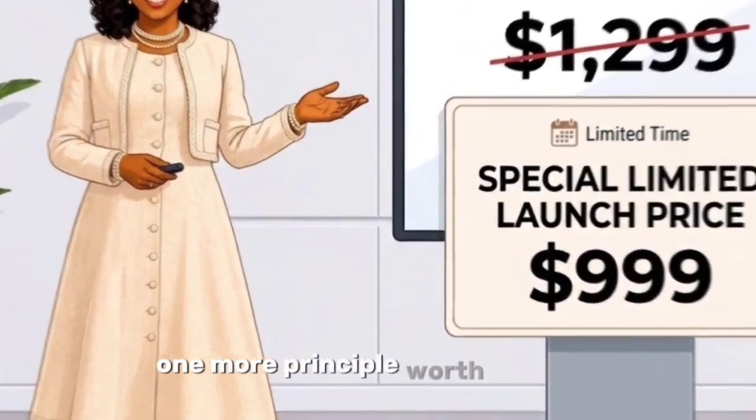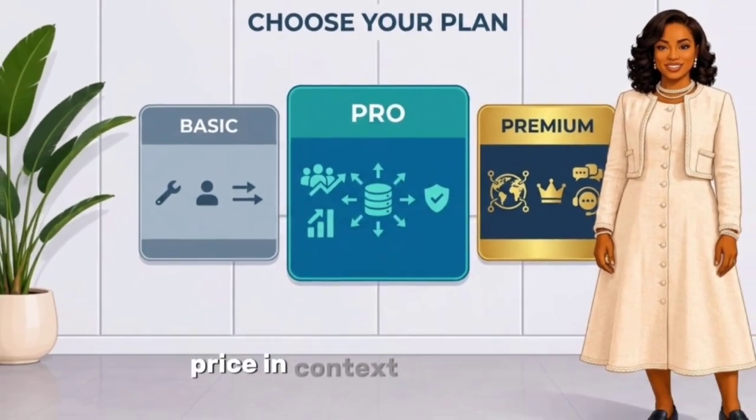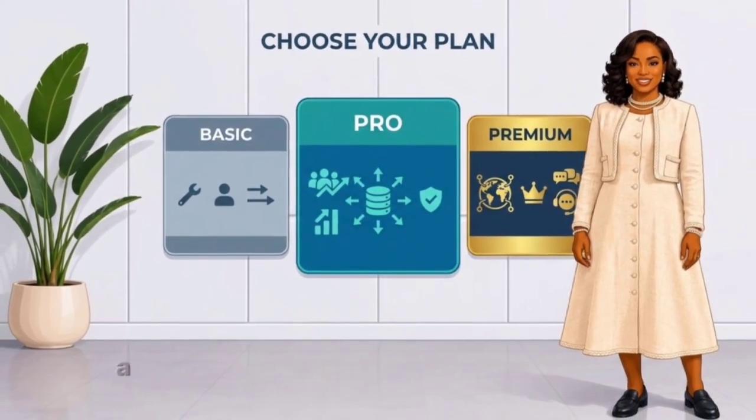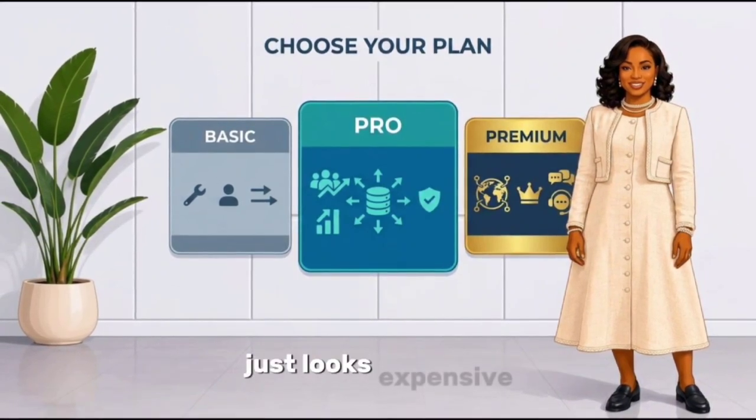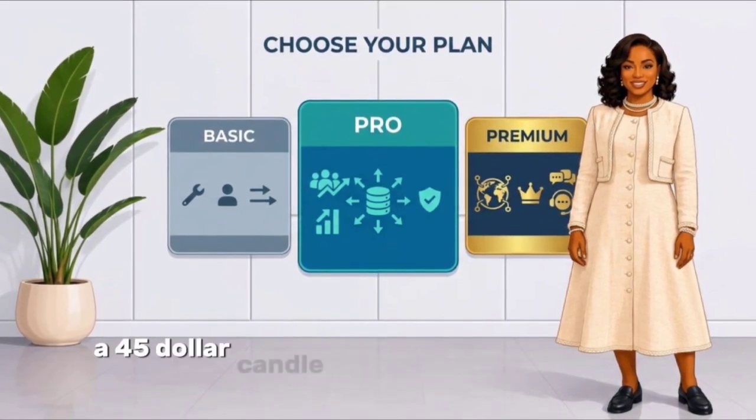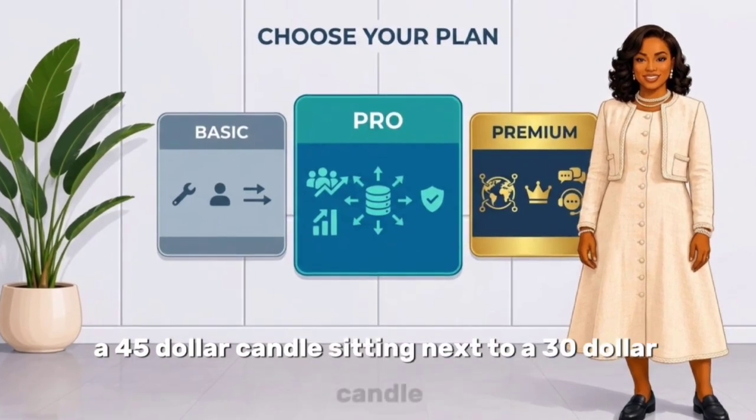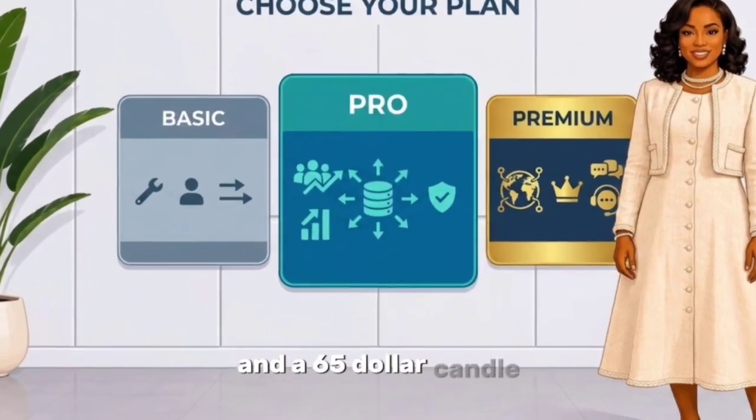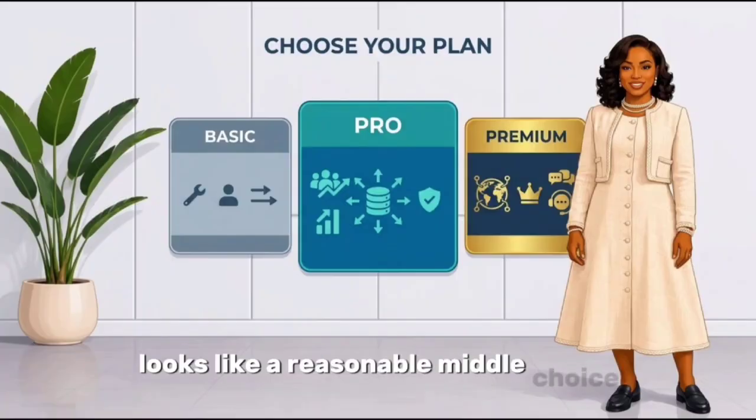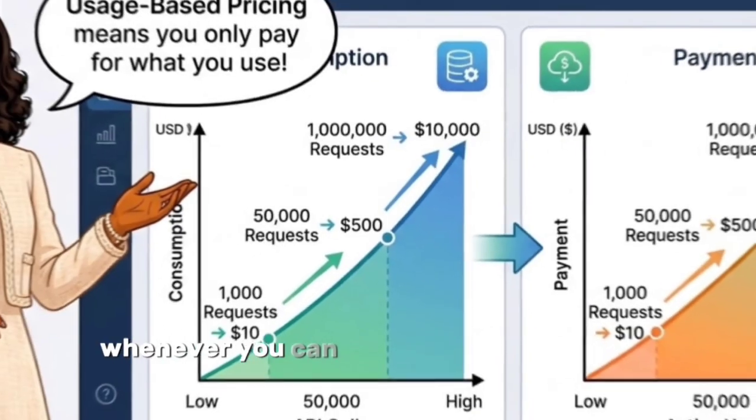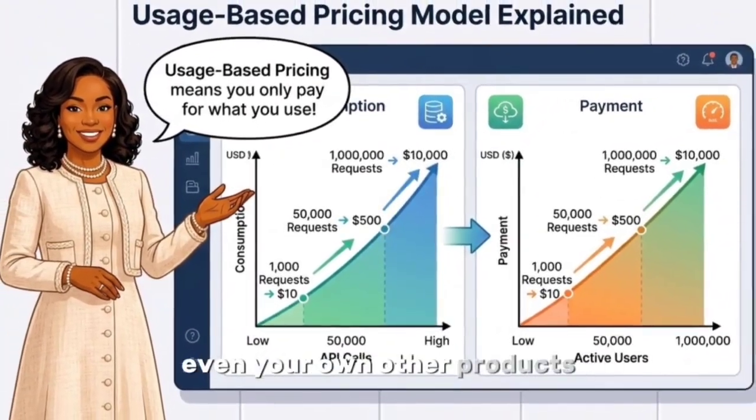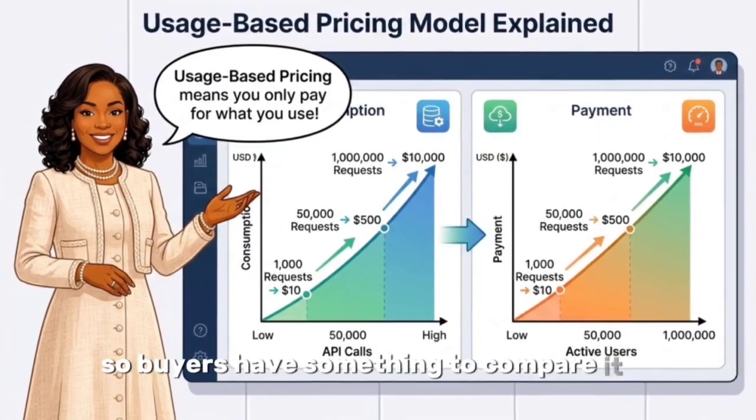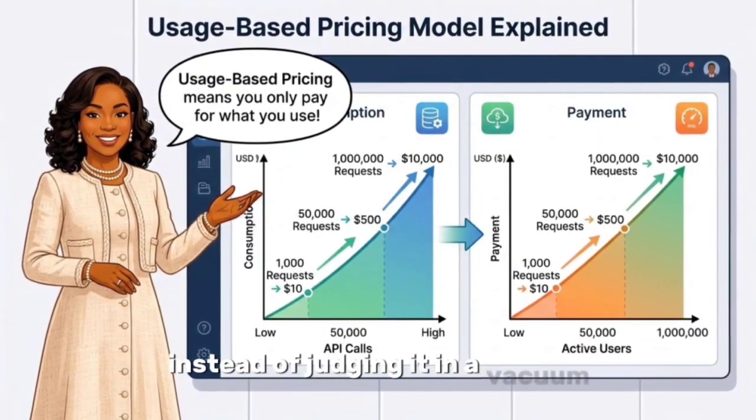One more principle worth knowing. Price in context, not isolation. A $45 candle sitting alone on a page just looks expensive. A $45 candle sitting next to a $30 candle and a $65 candle looks like a reasonable middle choice. Whenever you can, show your price next to other options, even your own other products, so buyers have something to compare it to instead of judging it in a vacuum.